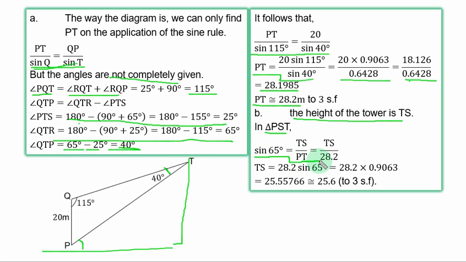Multiply through by 28.2 to clear the fraction. You have this result and this result. Finally, TS becomes 25.55766. To 3SF, TS, the height of the tower, becomes 25.6 meters.